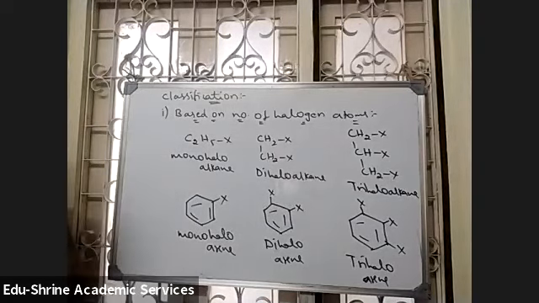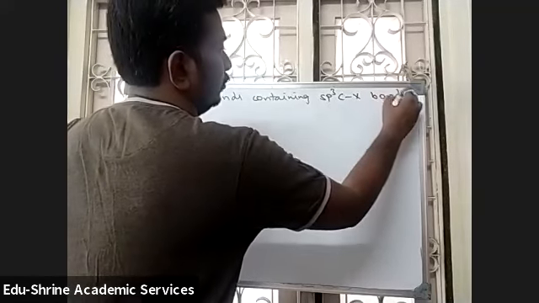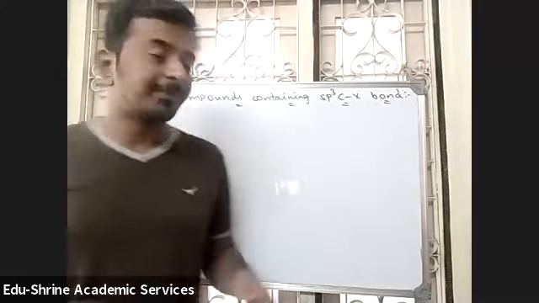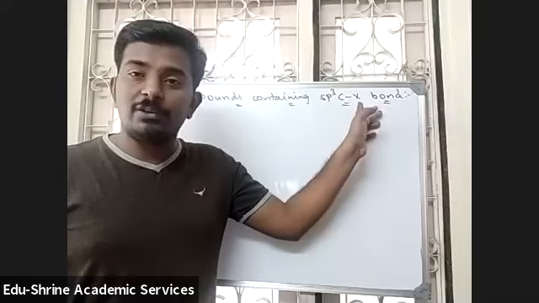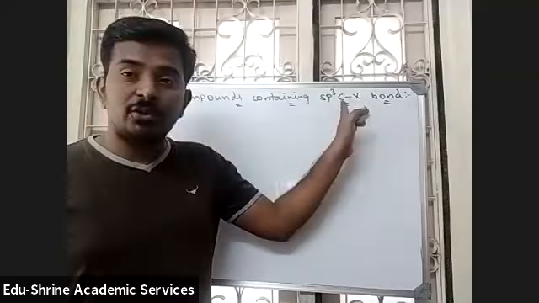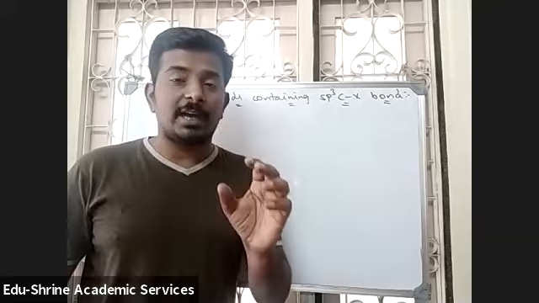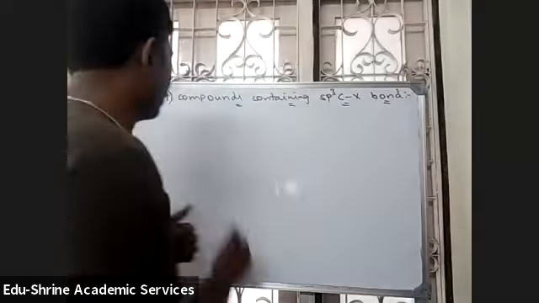The second classification is the compounds containing the sp3 C-X bond. First listen, students, later you can write. What do you mean by compounds containing an sp3 C-X bond? X is a halogen, so the halogen must be attached to a carbon which is sp3 hybridized. Based on the halogen attached to the sp3 carbon, we have three types of compounds.